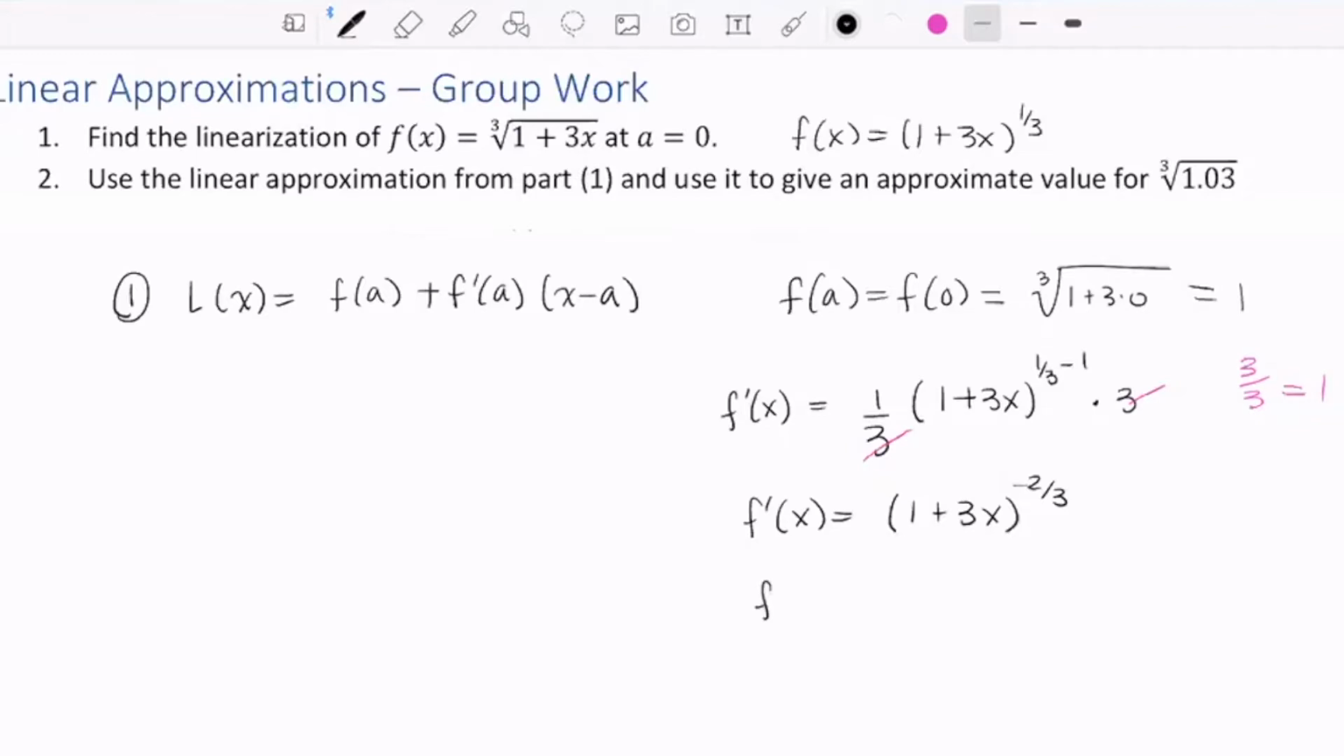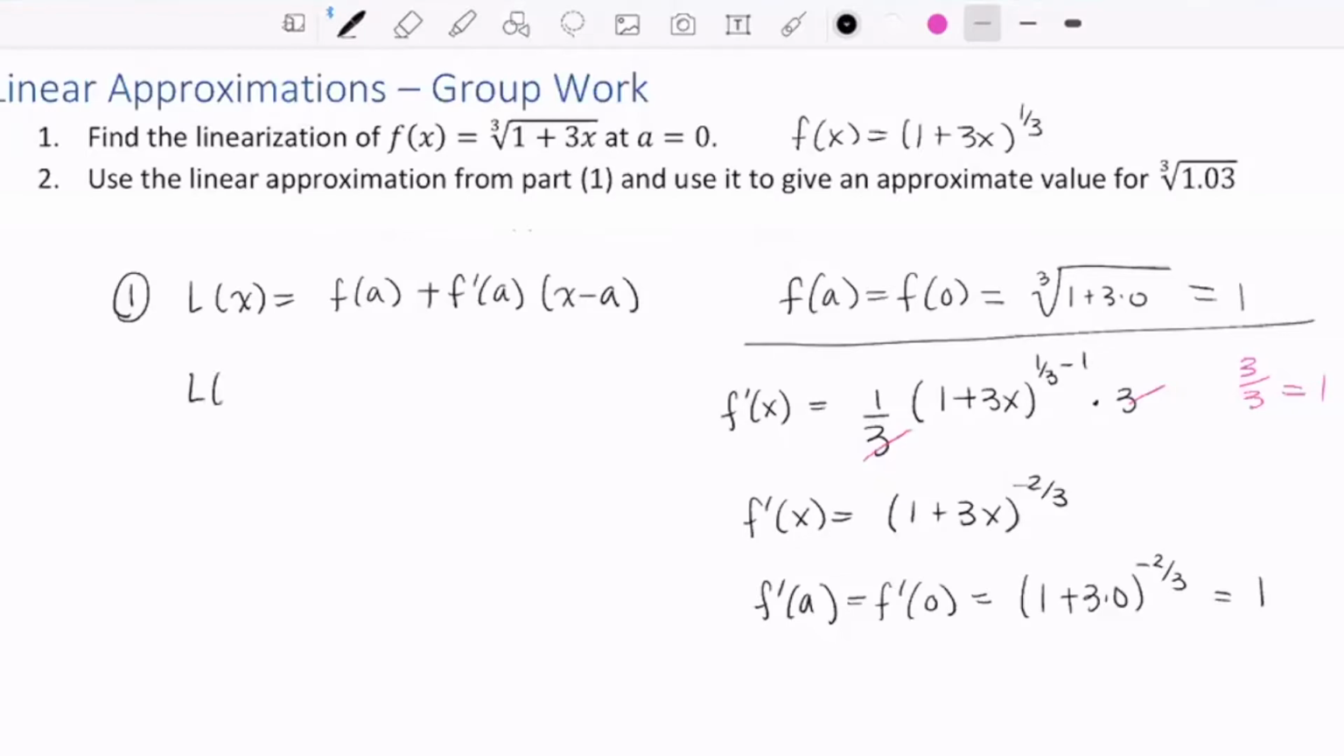So our linear approximation is L of x equals 1 plus 1 times x minus 0, or just equals 1 plus x. So for values really close to 0, we can approximate this function without a calculator using x plus 1.